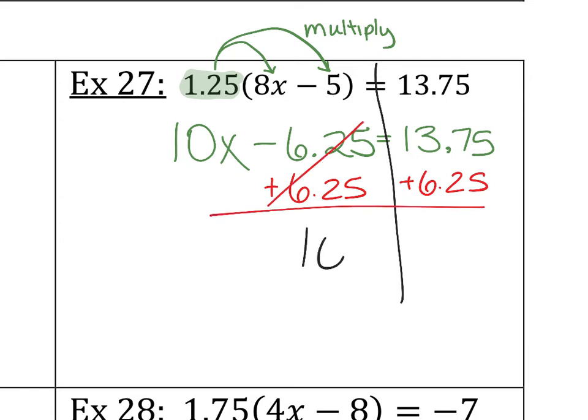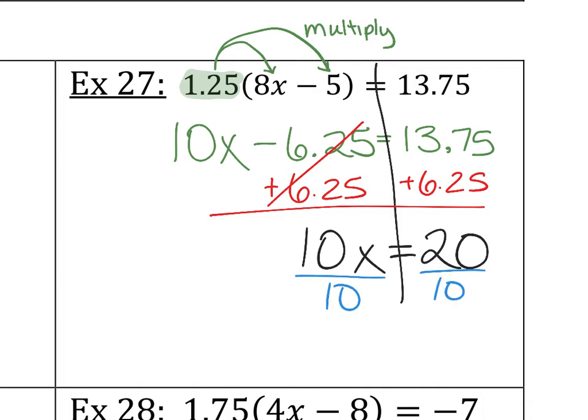I'm going to get 10x left over equal to 13.75 plus 6.25. That's a nice pretty 20. Check a calculator if you're not sure. And then what's the last step to continue to isolate for x? Divide by 10. Great.